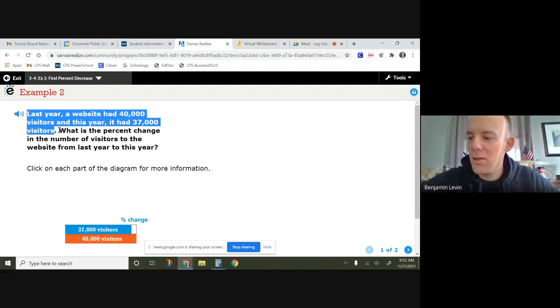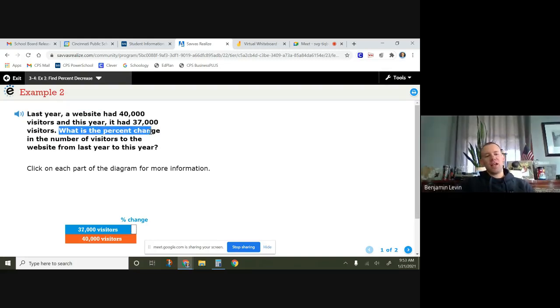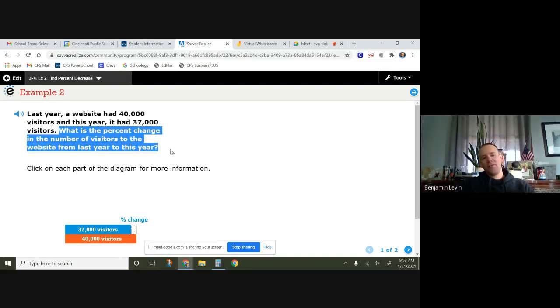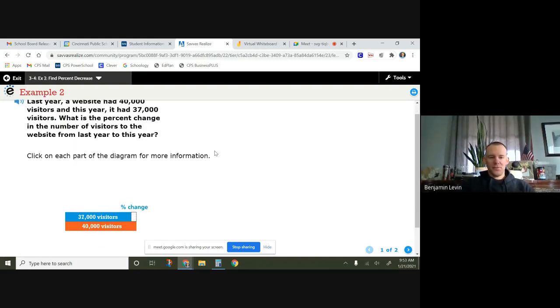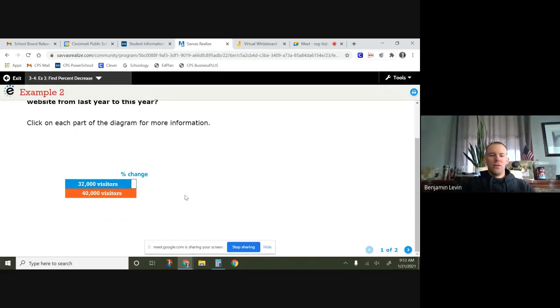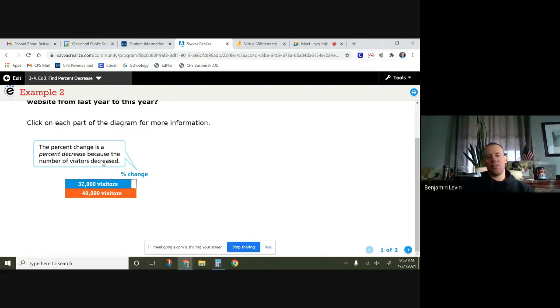If it's, I don't know, whatever. If it's local12.com or Cincinnati Enquirer or something, right? Last year they had 40,000 hits and this year they had 37,000 hits, right? Their traffic was down. We are going to find the percent change in the number of visitors from last year to this year. So let's look at how we're going to do this. Click on each part of the diagram for more info. The percent change is a percent decrease because the number of visitors decreased. Obviously, that's what we're looking at, right?